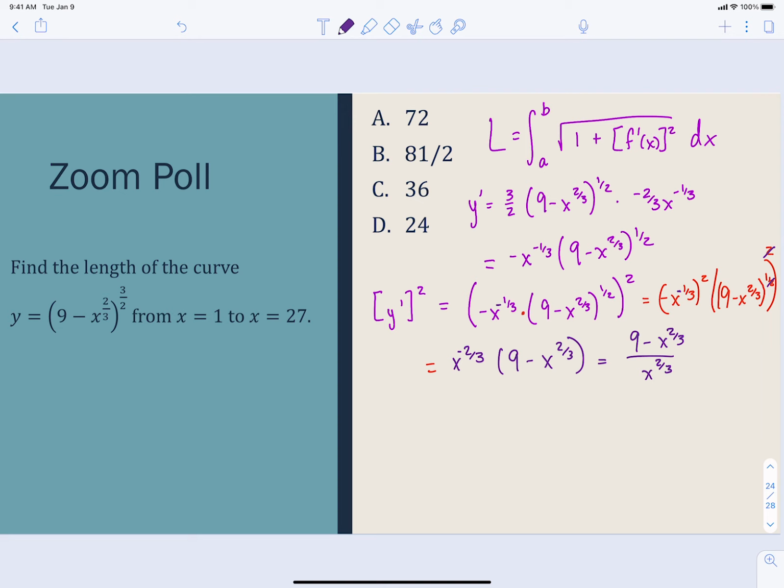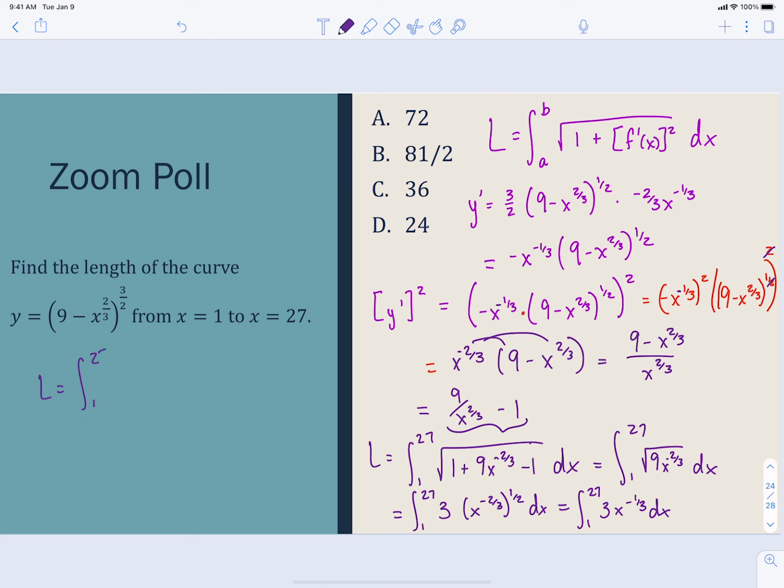And we can take that integral, we'll go over here, integral from 1 to 27, 3x to the negative 1/3 dx, and we get 3 times 3 over 2 x to the 2/3 from 1 to 27. So you actually end up with 9 halves there. But overall, once you do that, you end up with 36.